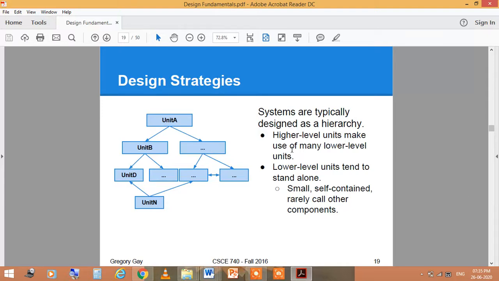Now in design strategies, systems are typically designed as a hierarchy also. As I previously told you, higher level units make use of many lower level units. So lower level units tend to stand alone. They are small, self-contained, and rarely call other components.